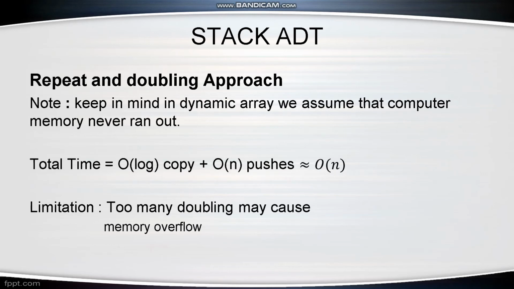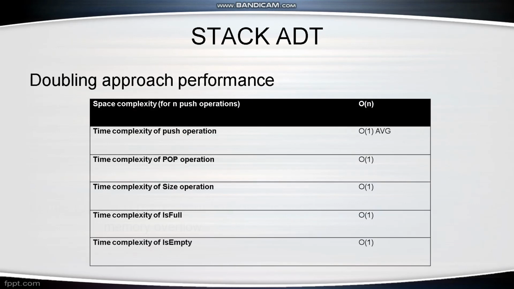The second approach is repeated doubling. Keep in mind, in a dynamic array we assume that computer memory never runs out. In this approach, if the array is full, we create a new array twice as large as the old array and copy data to the newly created array. At the end we add the element to the stack. In this approach we are doubling the array size in log time over n push operations, so the total time will be proportional to big O of n. The limitation of this approach is that too many doublings may cause memory overflow. The following table shows the doubling approach performance.